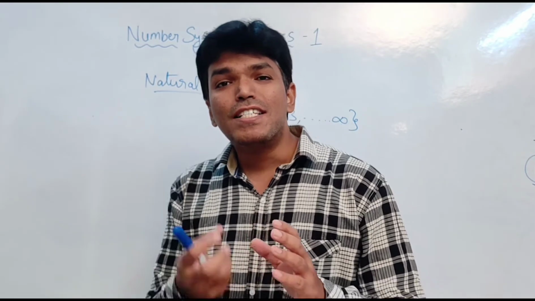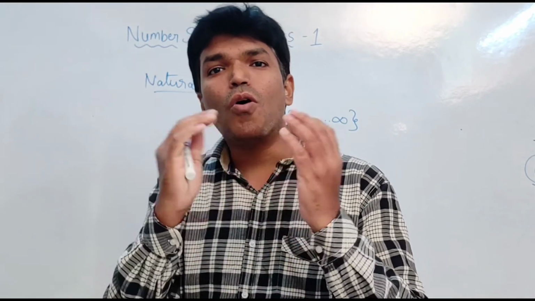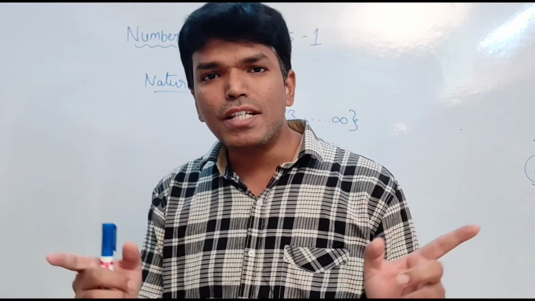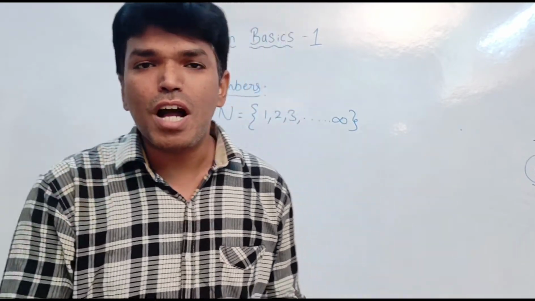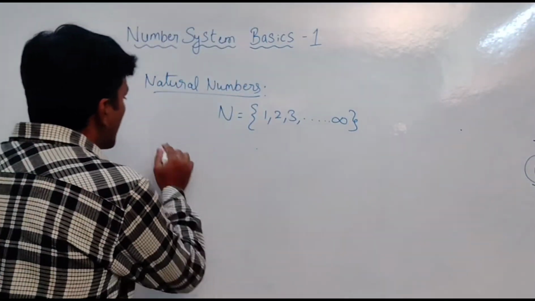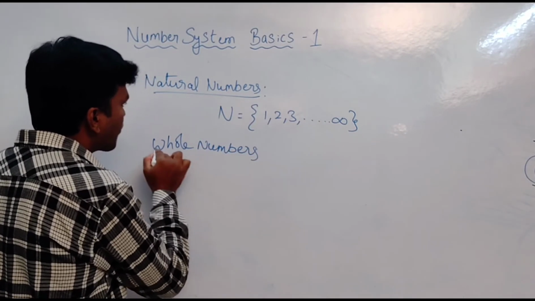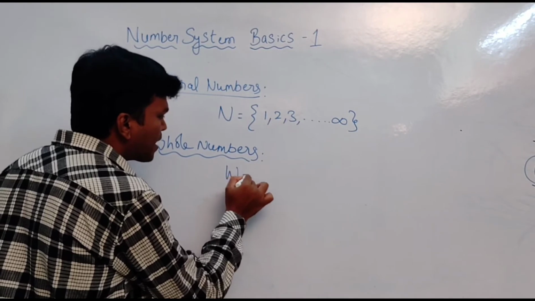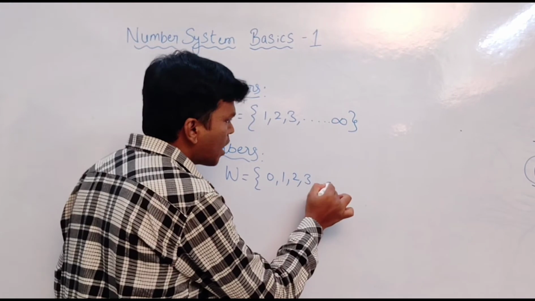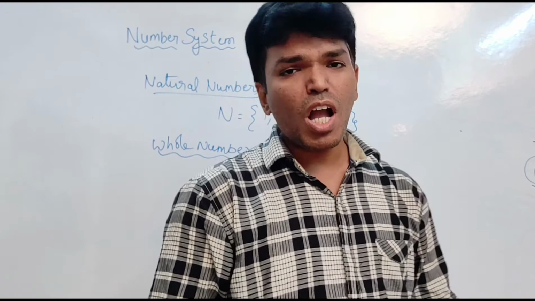When 0 is included with natural numbers, the whole set is known as whole numbers. So the whole numbers start from 0 onwards: 0, 1, 2, 3 and so on up to infinity. Whole numbers are denoted by the letter W. So 0, 1, 2, 3 and so on until infinity. Got it?